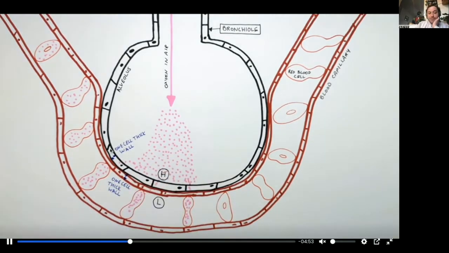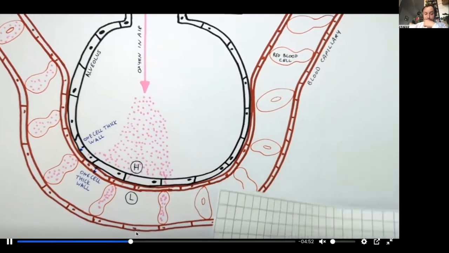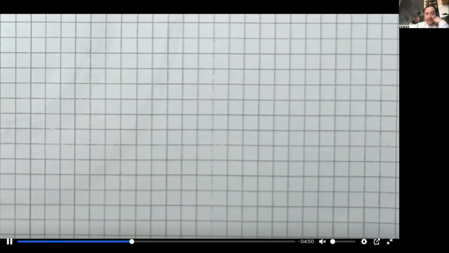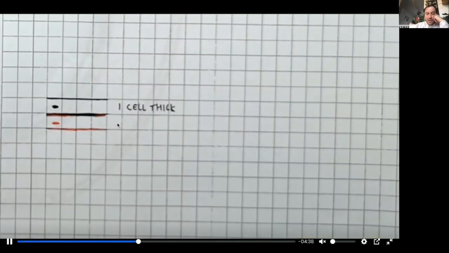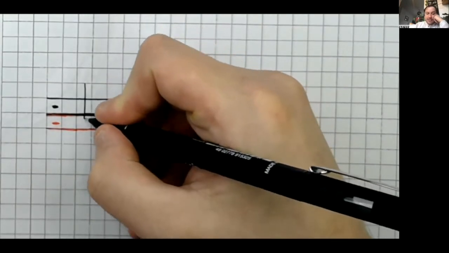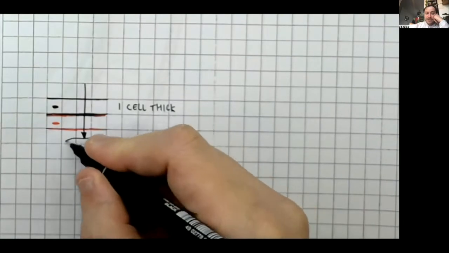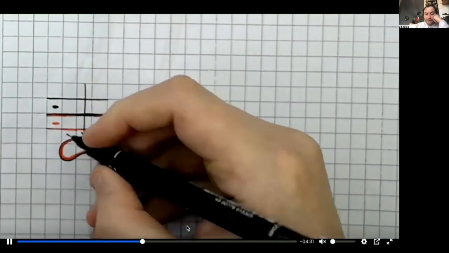So in your exam, you could be asked the adaptations of the capillary. It's got a one cell thick wall to increase the rate of diffusion. That is the answer. Why does the alveolus have a one cell thick wall? To increase the rate of diffusion. Let's understand what that means. So what we've got here is a one cell thick wall, and this is the diffusion pathway. It's a very short diffusion pathway.